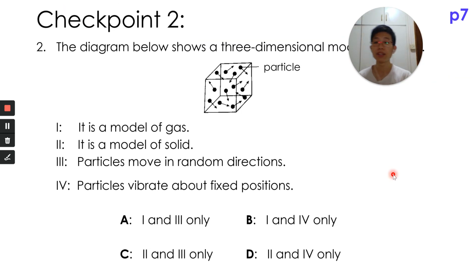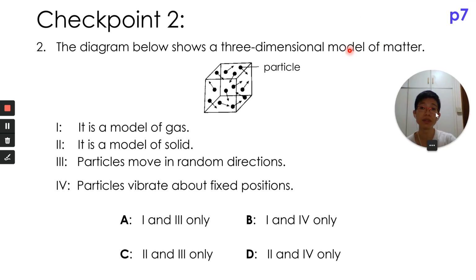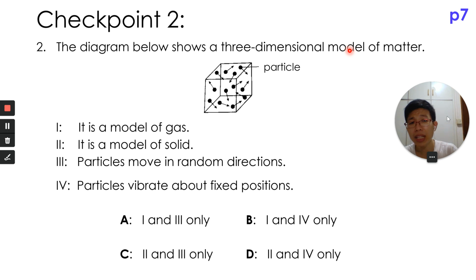Okay, now for the next one, question 2. The diagram below shows a three-dimensional model of metal. It looks like this over here. And the arrow over here just means the directions that the particles are moving in. So what can you say about this 3D model? There are a few options for you to consider. The first statement says that it's a model of a gas. Second statement says that it's a model of a solid. Third says that particles move in random directions. And lastly, the last statement says that the particles vibrate about their fixed positions.